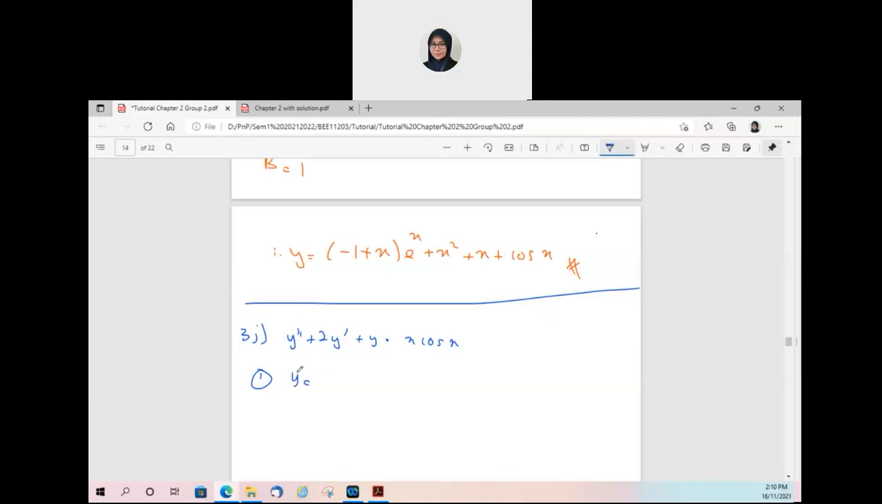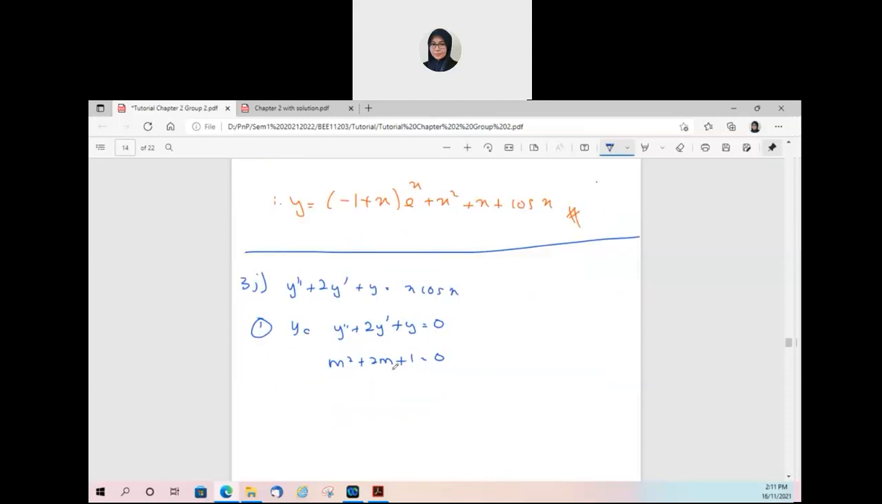So yc comes from the homogeneous equation, which means you will have y double prime plus 2y prime plus y equals to 0, and you will have m square plus 2m plus 1 equals to 0. You can use your calculator or equations or whatever method you can use.